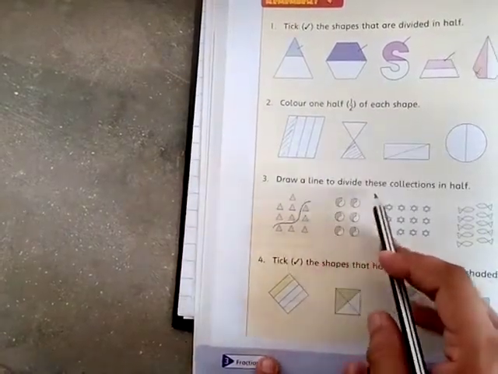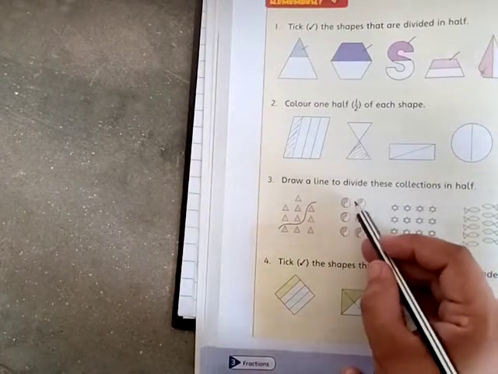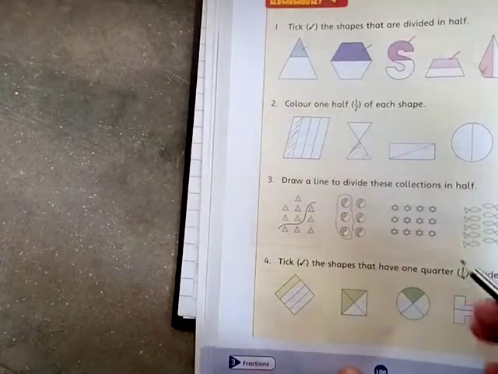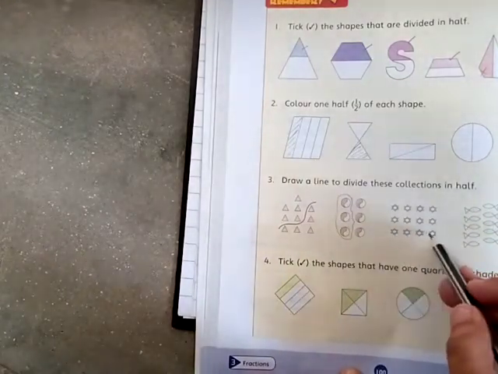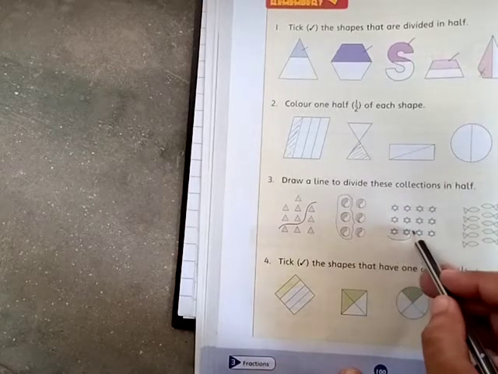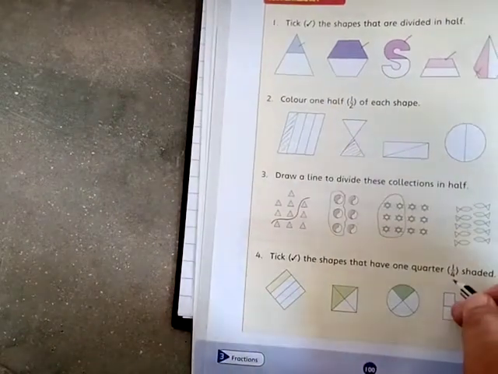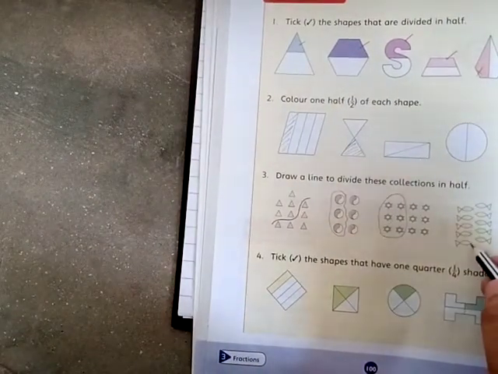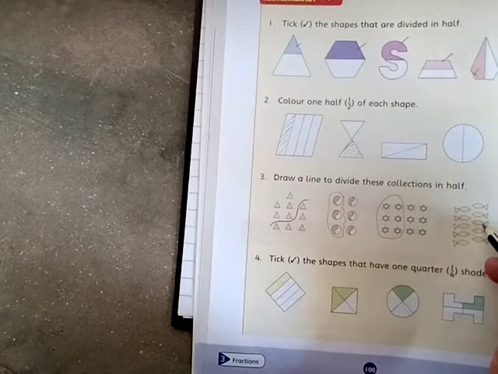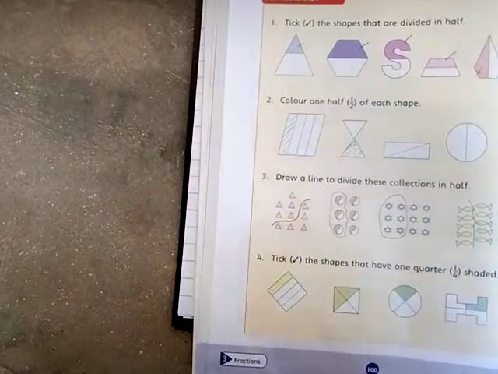Draw a line to divide these collections in half. I have to divide these sets into half. Here I have 6, so 3 will be half of the 6. Here I have 4, 3s are 12. I have to half the shapes: 6, because 6 is half of 12. Similarly, I have to half this collection of shapes.